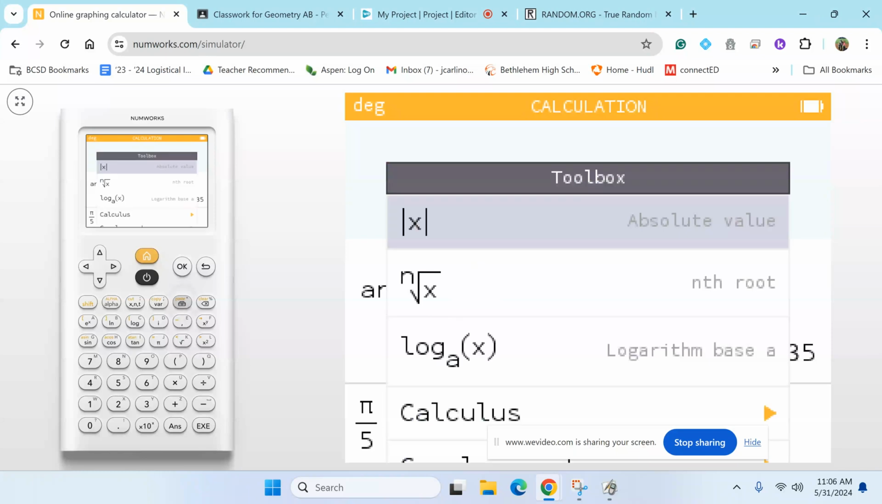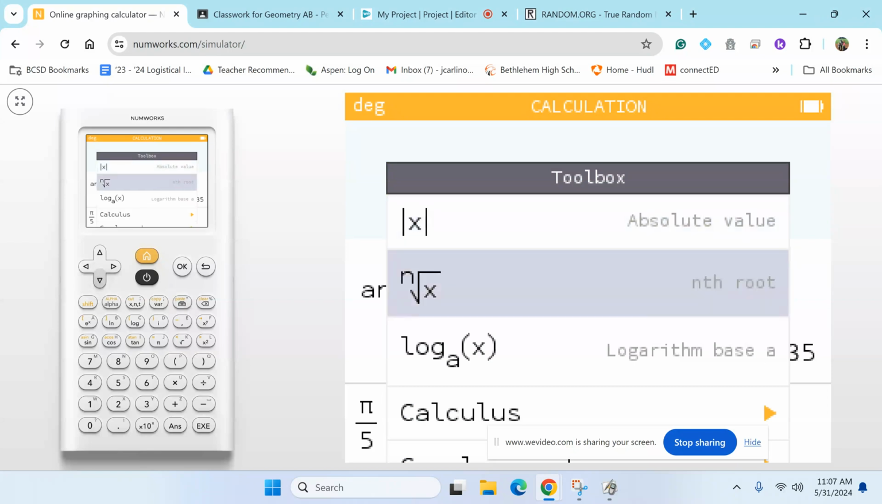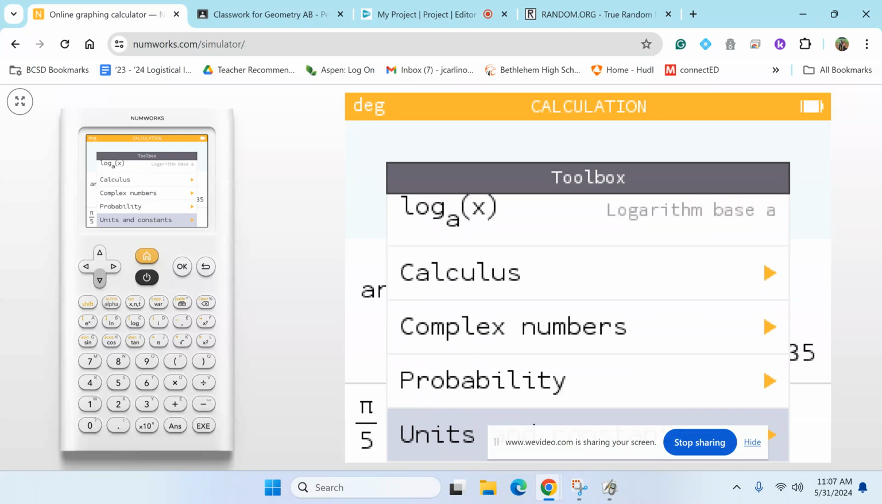And probably most of you are there because my previous classes had to do this as well. But if you're not there, take a look at mine then. If you're already there, you got to scroll down because you got to know how to get there. Scroll down to where it says units and constants because we need to apply a unit to pi over 5.